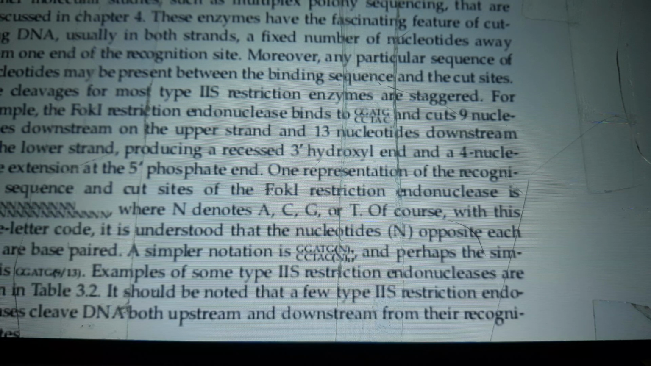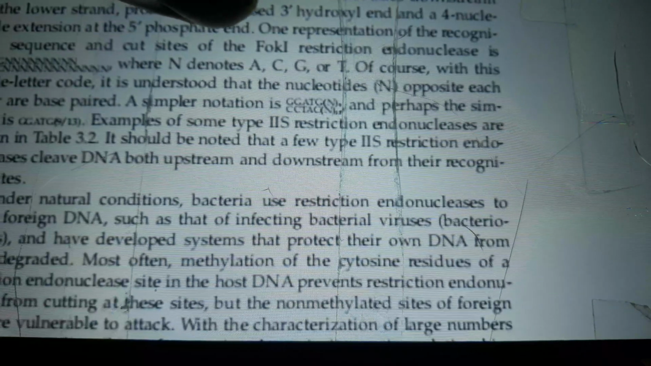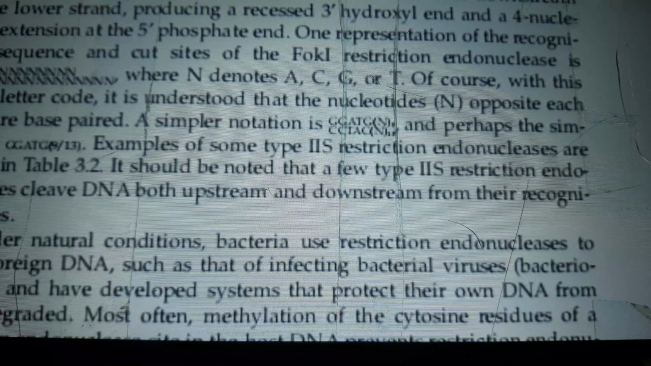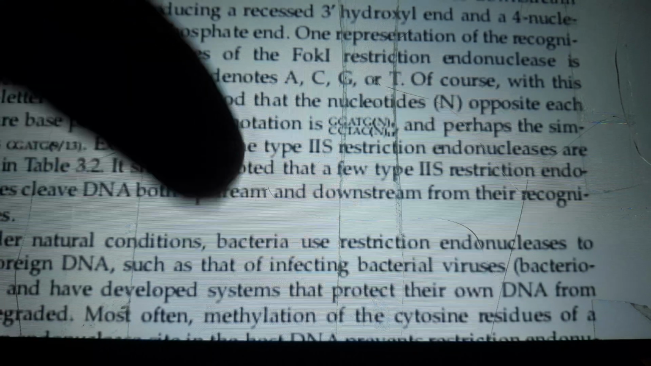One representation of the recognition sequence and cut sites of the FokI restriction endonuclease is shown, where N denotes A, C, G, or T. Of course, with the single letter code, it is understood that the nucleotides N opposite each other are base paired. A simpler notation is the sequence shown here, and perhaps the simplest is as shown here. Examples of some type 2 restriction endonucleases are shown in table 3. We'll go to that. It should be noted that a few type 2 restriction endonucleases cleave DNA both upstream and downstream from the recognition sites.